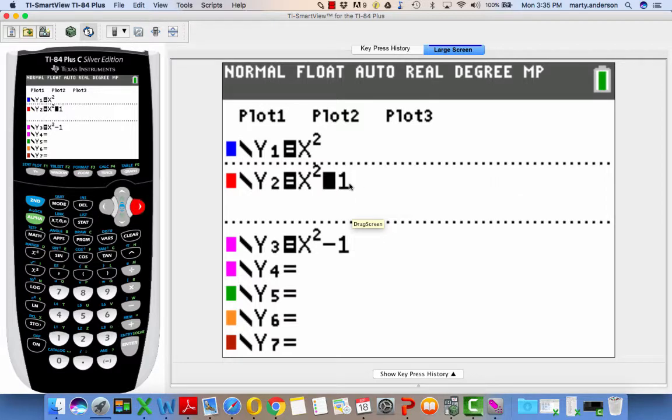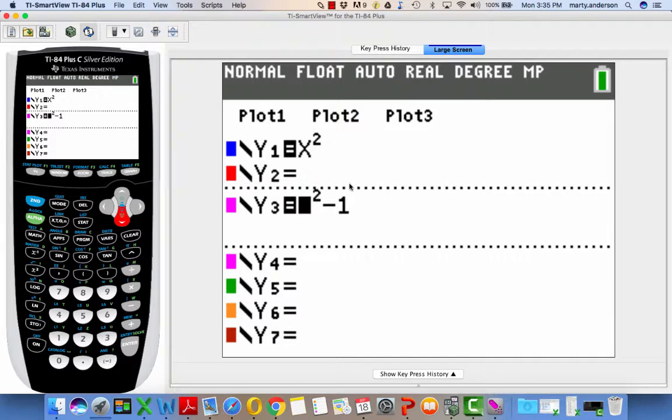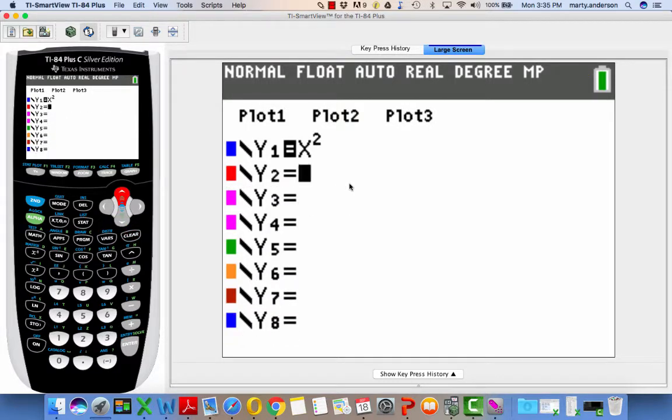And we can say, we're going to do x squared, and then we're going to do x, parentheses, x, parentheses, x, I think it was plus 2. Is it plus 2? Minus 2.